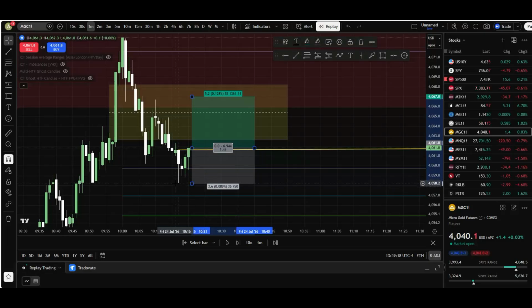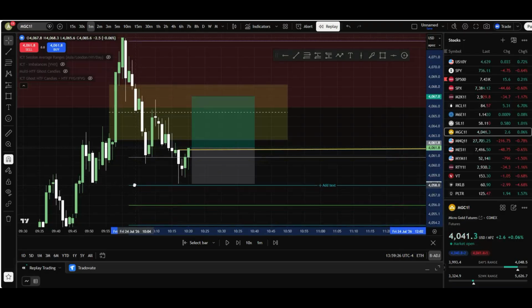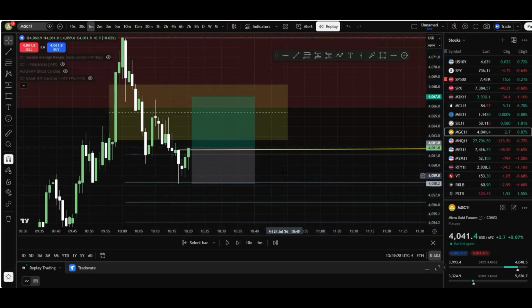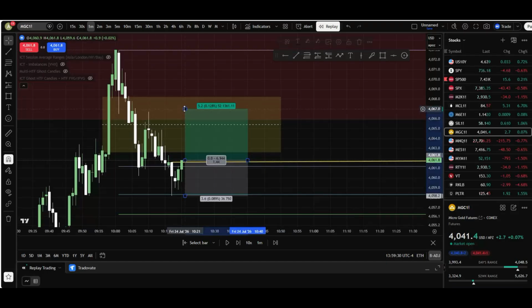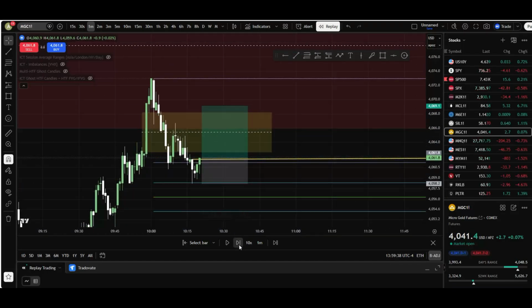You'd make this the low. We really didn't clear those. Kind of unfortunate, but we made a good enough wick. We'll do 2R around there. We'll see what happens.